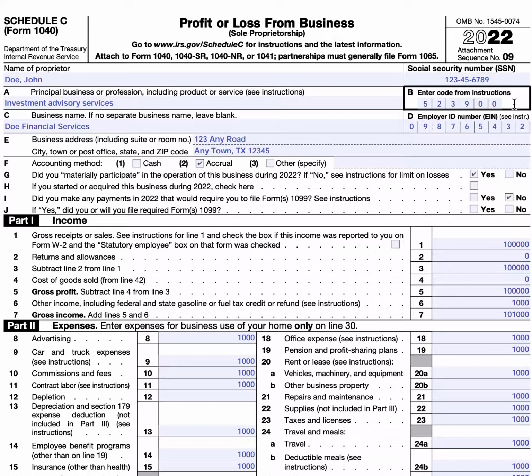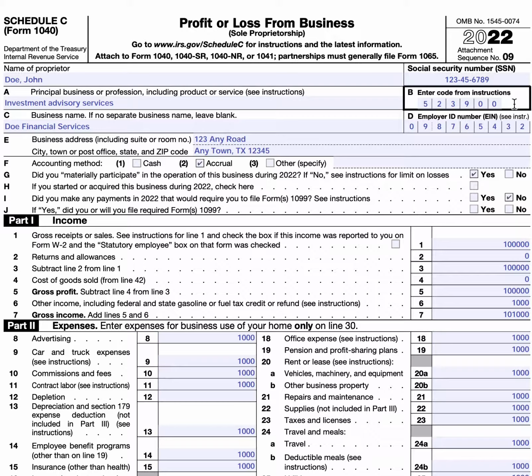In lines F through J, you're going to select a series of boxes. In line F, you're going to determine whether you're using the cash or the accrual method for accounting. If you don't know the difference between those two, definitely hire an accountant. And definitely turn over your QuickBooks or whatever your bookkeeping software is to that person.